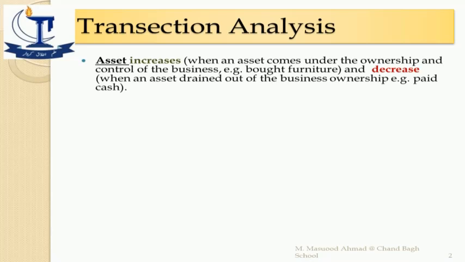So in a transaction, first of all you have to look whether assets are involved or not, and if they are there, whether they are increasing or decreasing in your business. Here an asset increases when an asset comes under the ownership and control of the business. For example, furniture purchased. It decreases when an asset drains out of the business ownership. When you pay cash, you don't have control or ownership of the cash because that cash is going out of the ownership of the organization.